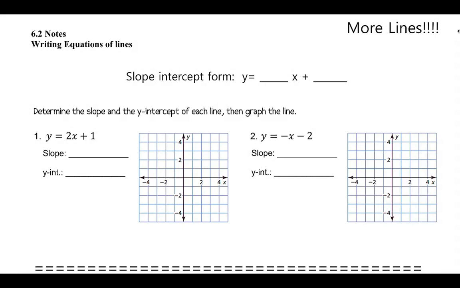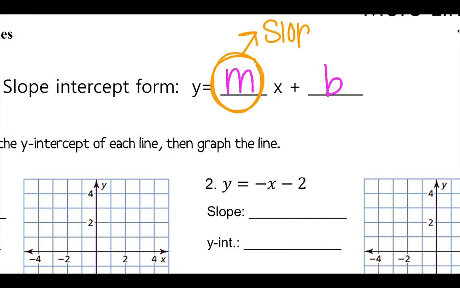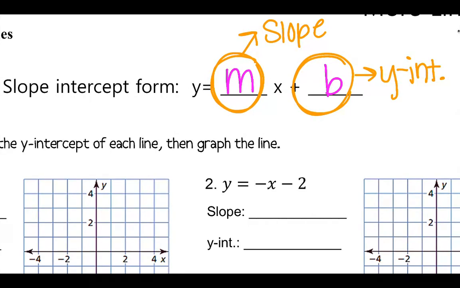So again, slope-intercept form is in the form of y equals mx plus b. And m again is our what? Slope, and this b is our y-intercept. And we can always tell where our slope is, because he's always right next to the x. That's how we can tell.